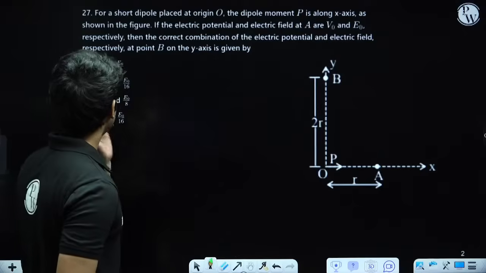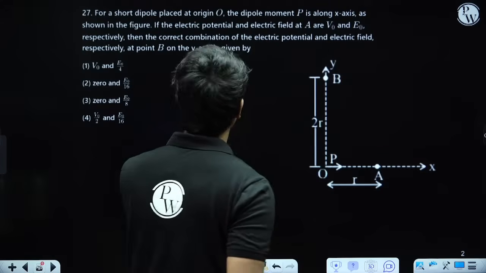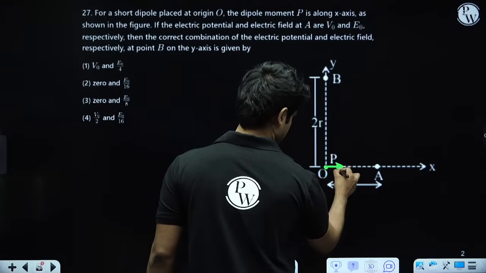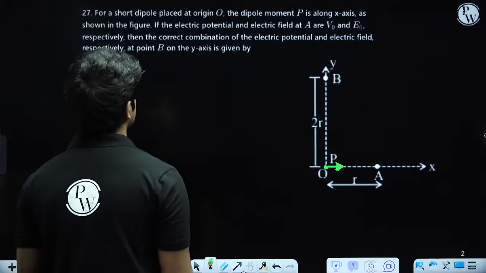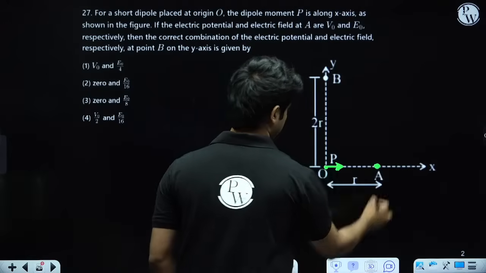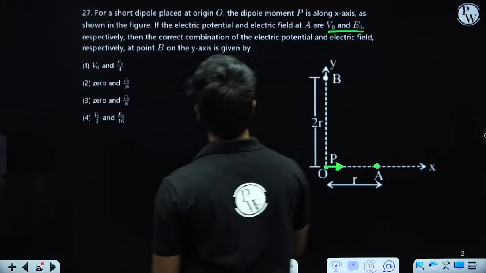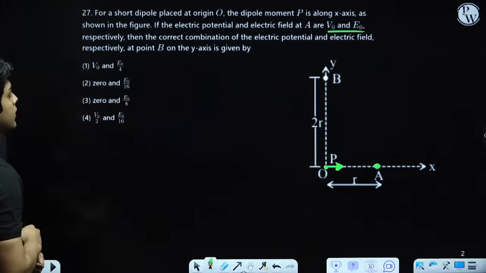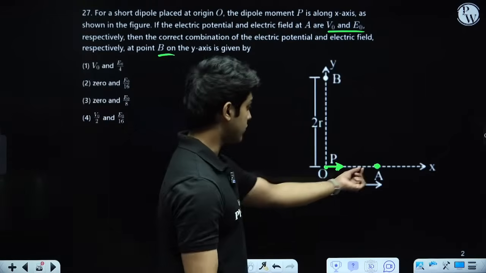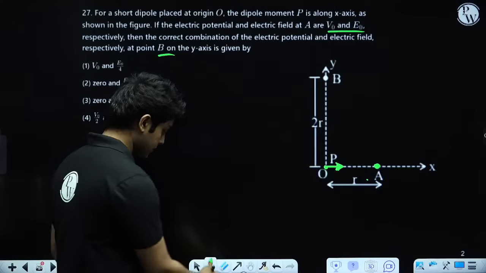All right, so now we have a short dipole that is placed at the origin. The dipole moment P is along the x-axis. Okay, so this is the point dipole. If the electric potential and electric field at A, this point on the axis of the dipole, are given as V0 and E0, then what is the correct combination of electric potential and electric field at point B? So we have to compare the electric field and potential at this location to those at this location. So this is a formula-based problem.